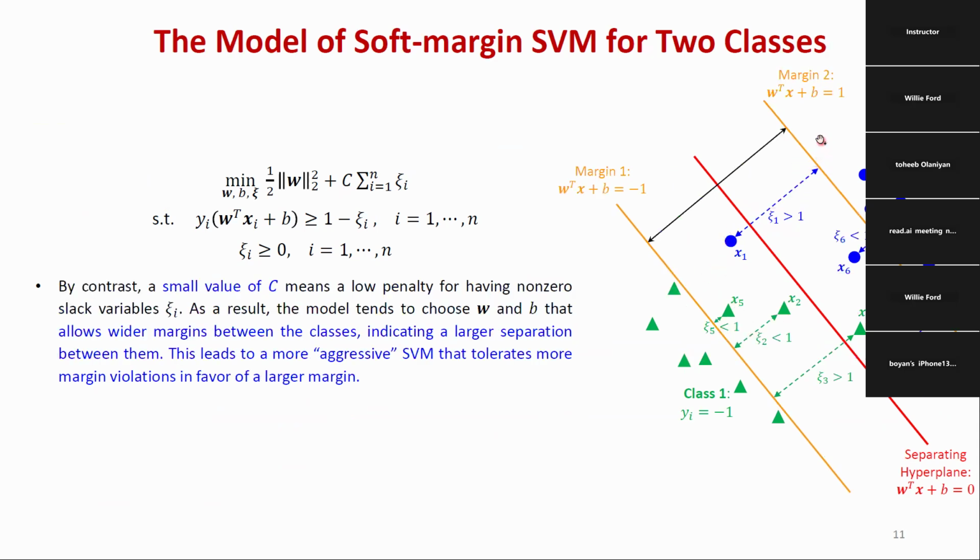And by contrast, a small value of C here means a pretty low penalty for having such non-zero slack variables, meaning such errors. That means, okay, I can tolerate error. The margin is going to be relatively big because I can tolerate such errors, two types of errors again. Misclassification, like class 1 or something like class 5 and class 2, which are inside the margin but still on the correct side of the separating hyperplane.